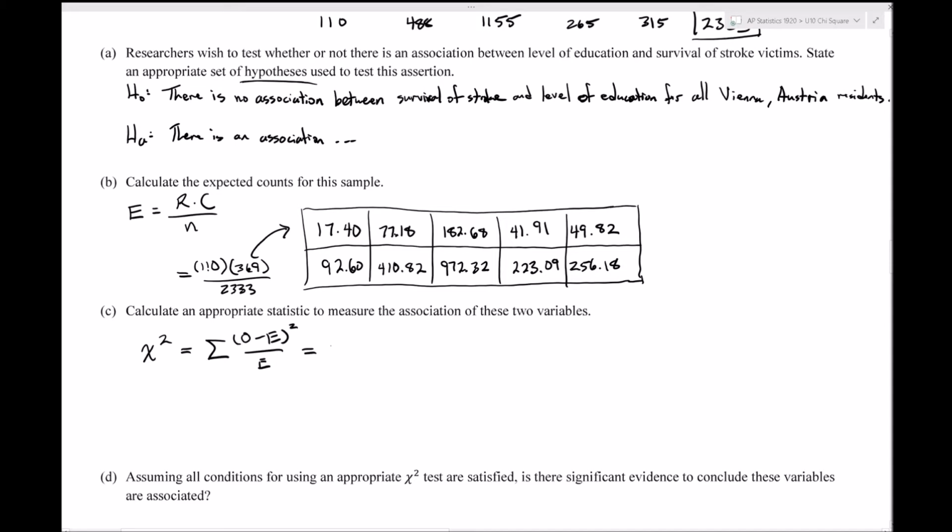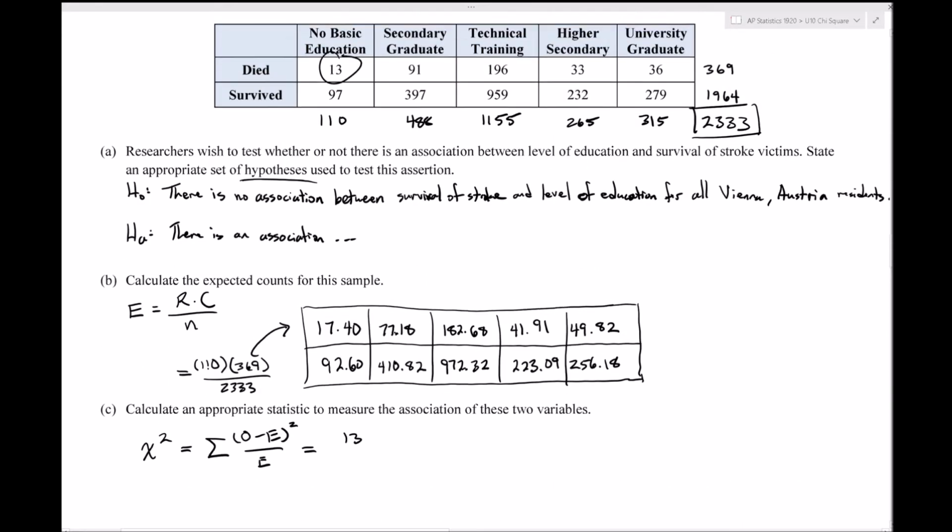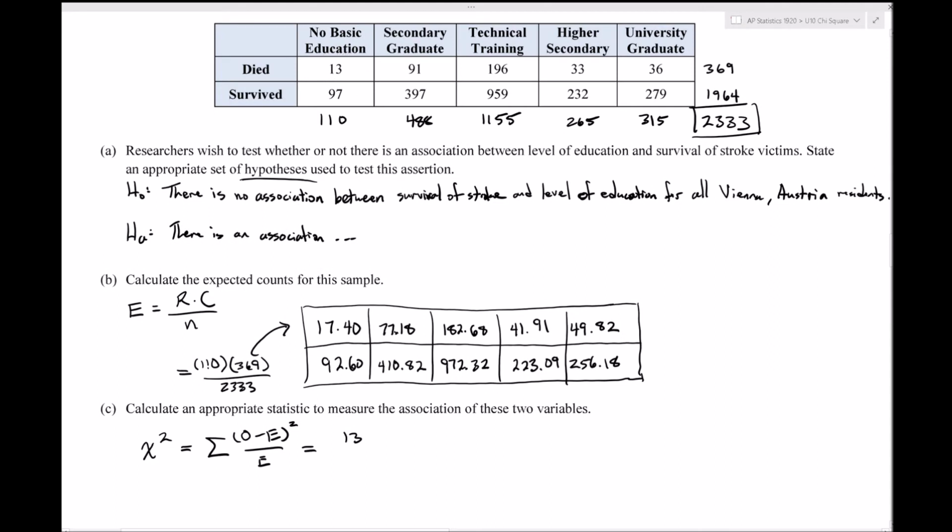We'll start off with the first, 17.4 minus, so that's the observed, actually that's the expected, not the observed. Observed was 13, I'll move that over here. 13 is the one that's circled still. Minus expected, 17.4, square this, divided by the expected, 17.4, plus an ellipsis, plus the last one. So you only have to write the first and the last one.